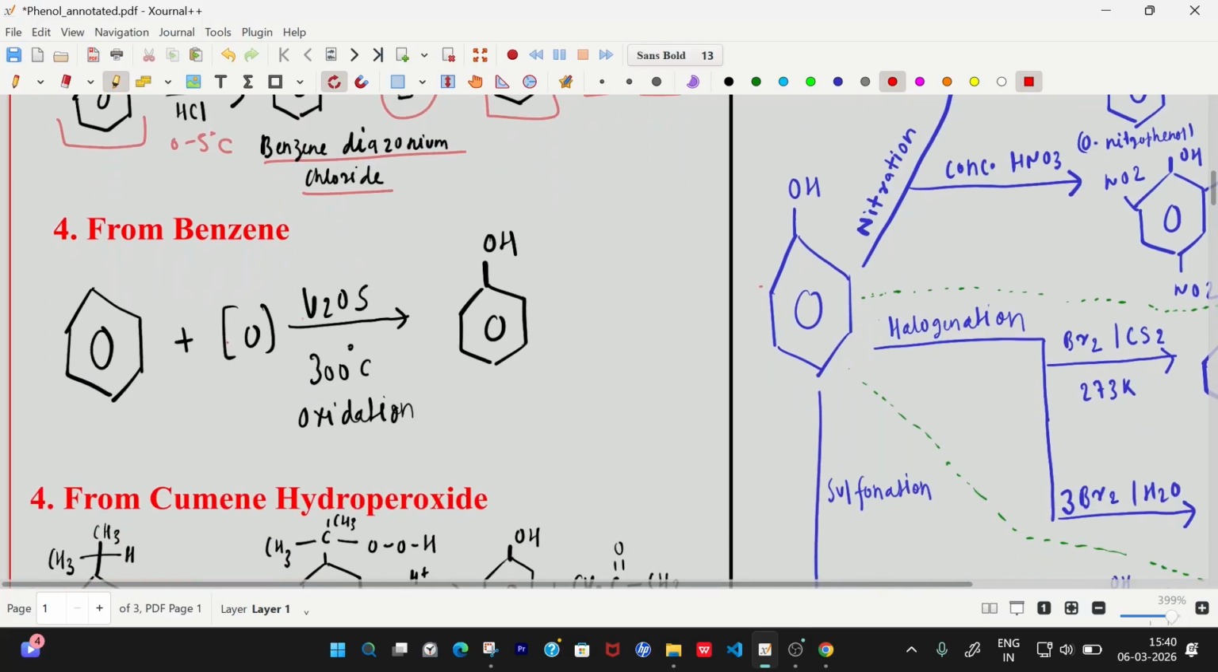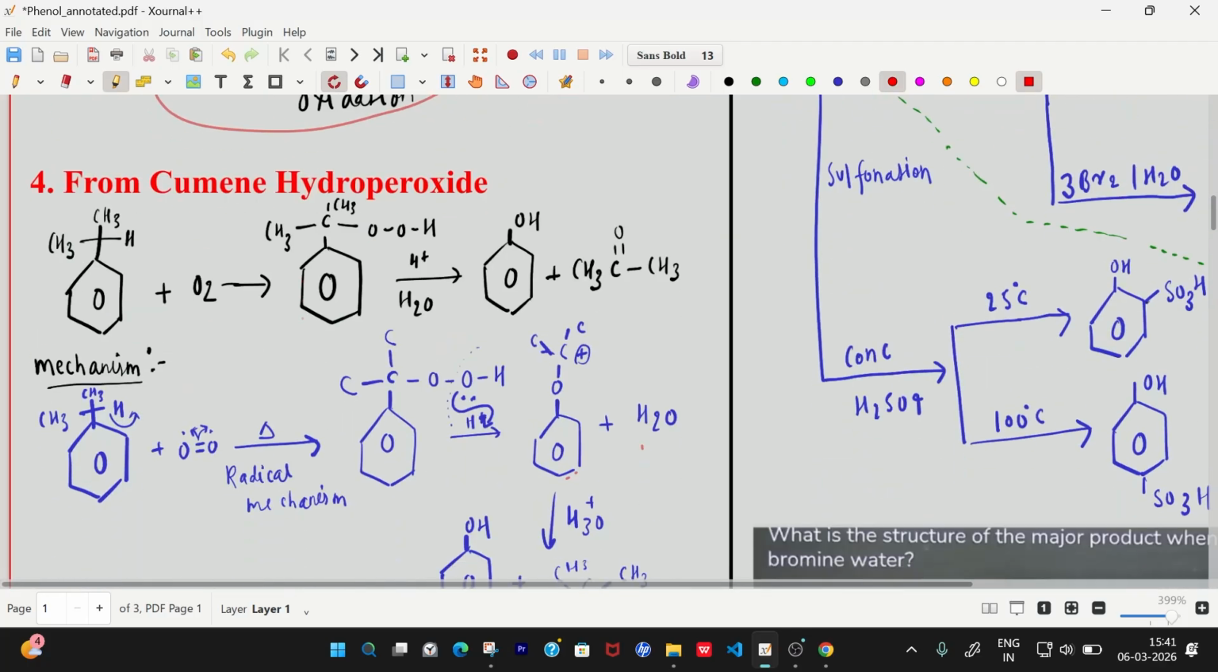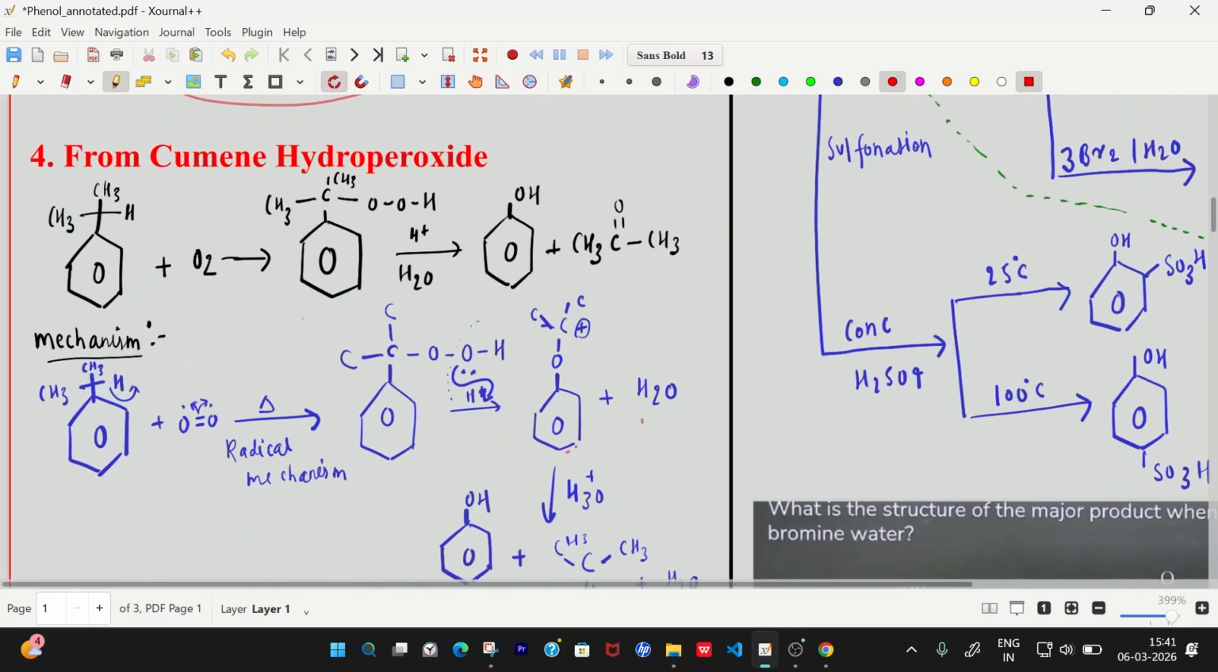Our fourth method of preparation is from benzene, and benzene is oxidized in the presence of V2O5 at 300 degrees Celsius, and this benzene is converted into phenol. Our fifth method of preparation is from cumene. When cumene is reacted with oxygen, we get this product, and on further treatment with water in the acidic medium, we get phenol and CH3 C double bond CH3.